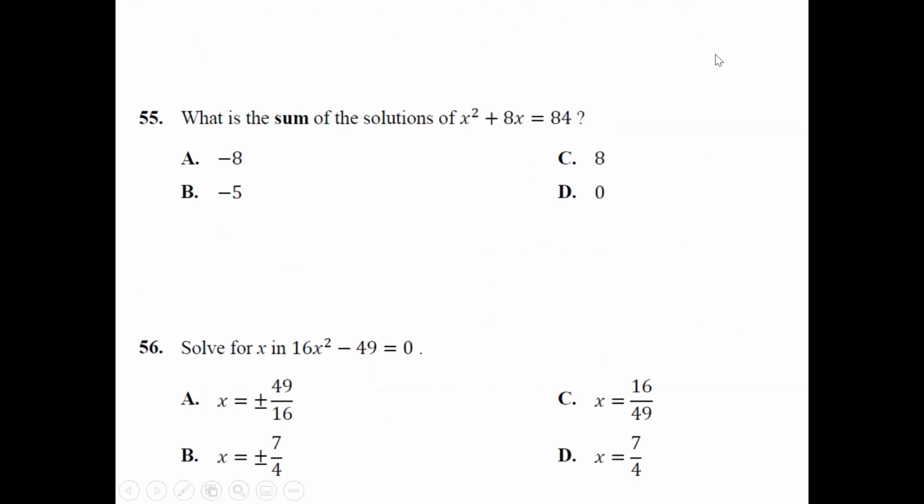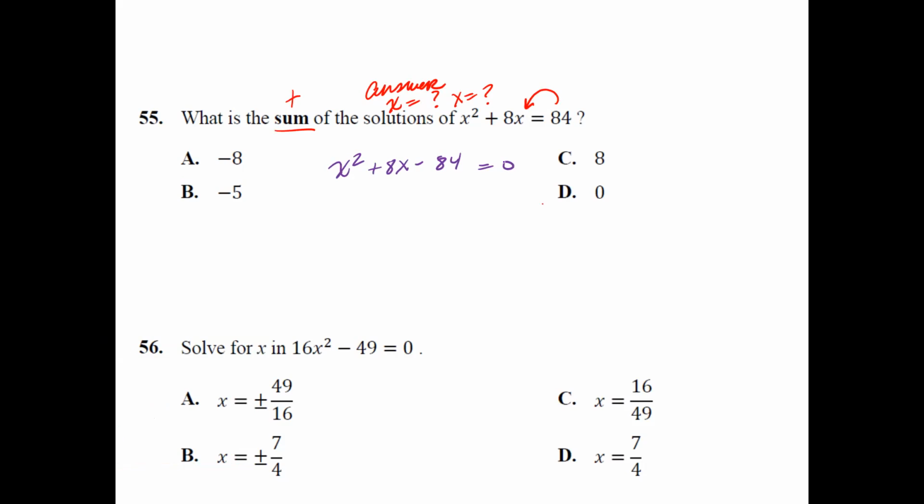If you take a look at number 55, it's saying, what is the sum of this solution? Solution just means your answer, and your answer is what is x equal to? If it's asking for the sum, it's basically saying add the answers together to get your final answer. First thing I want to do is move this 84 over to the left side. So I have x squared plus 8x minus 84 equals 0.